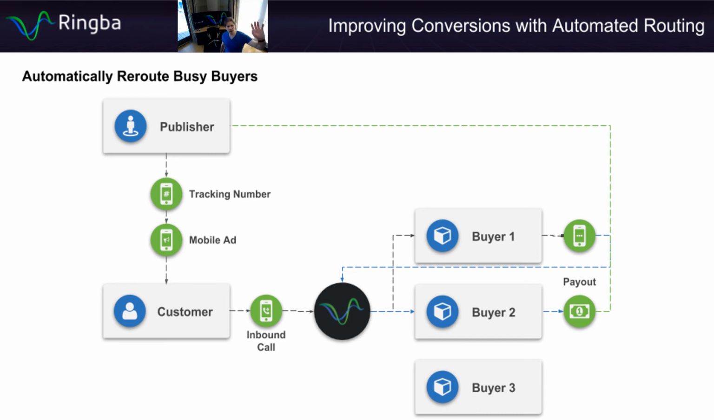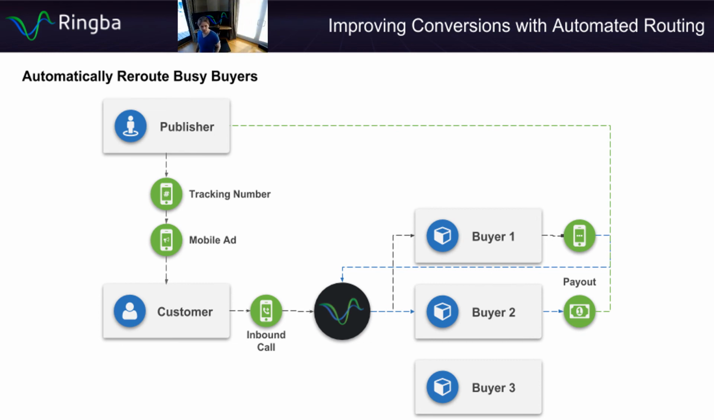Now, a publisher, or you, is going to generate this phone call using a tracking number placed on an advertisement, and then a consumer is going to see it. The consumer picks up their phone, they call the phone number, it goes into Ringba, and Ringba is going to dial buyer 1. Now, buyer 1 sends a busy signal, okay? And immediately when that busy signal happens, in a fraction of a second, just a few milliseconds, we detect that busy signal and then immediately dial buyer 2.